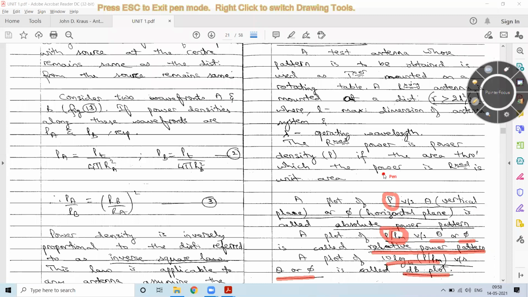Similarly, we have a radiation intensity pattern in which you plot radiation intensity U versus theta or phi, which gives the absolute intensity pattern. If I take the normalized value, U divided by U max, I get the normalized radiation pattern. If I plot this with respect to theta or phi, I get the relative intensity pattern. And if I take the log, even for this case, it is 10 log of U or 10 log of U by UM, you will get the dB plot.